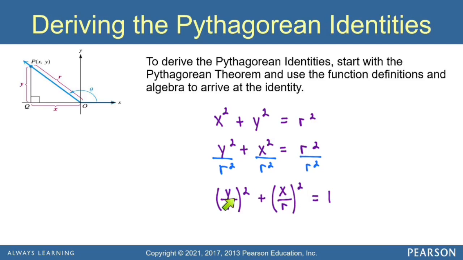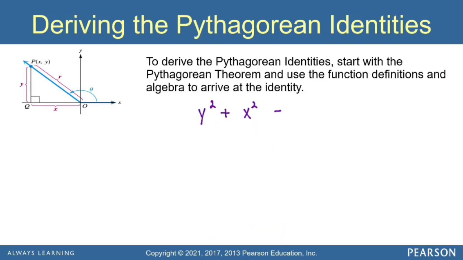Now that we've written it this way, I'm sure you can see that y over r is just our sine function. And so this is going to be the sine of theta squared, but we're going to write it sine squared theta. And then this fraction, x over r, represents the cosine of theta, but it's squared, so we're going to write plus cosine squared theta, and we know that that sum is equal to 1. And so that's where the first Pythagorean identity comes from. It's just the Pythagorean theorem divided through by r squared.